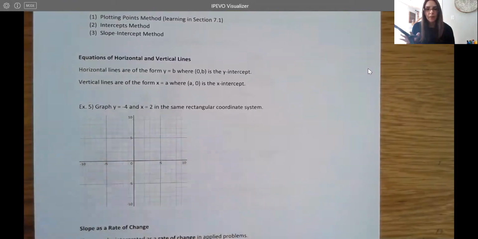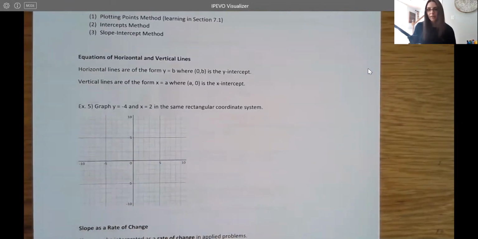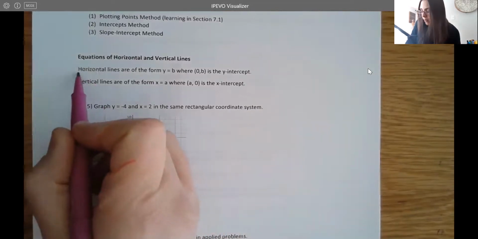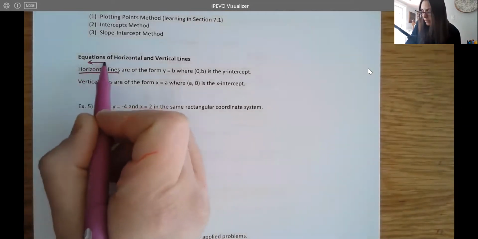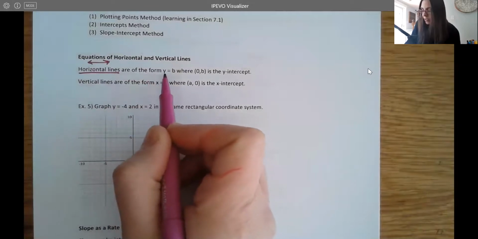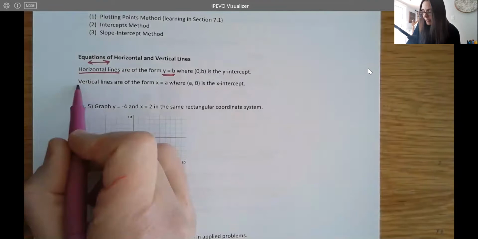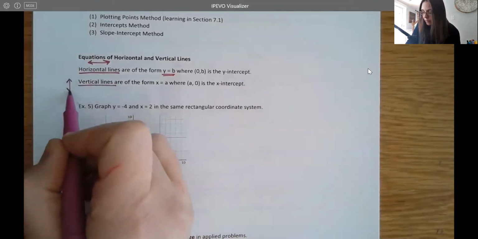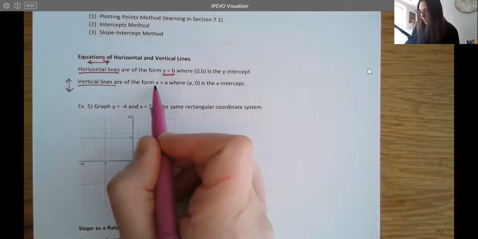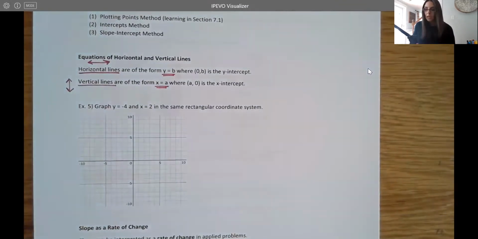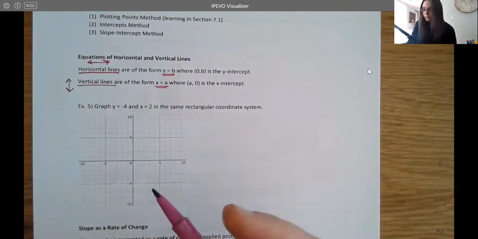Now, there's one more thing in graphing I want to talk about, and that's how do you graph horizontal or vertical lines, because we haven't seen those yet. Your horizontal lines, which go like this, always have equations that look like y equals a number. Your vertical lines, which go like this, always have equations that look like x equals a number. So here are our 2 examples.